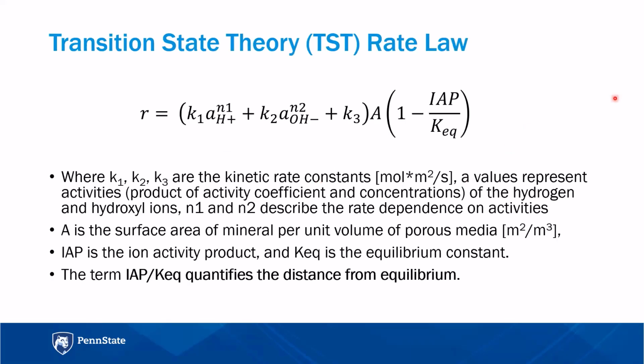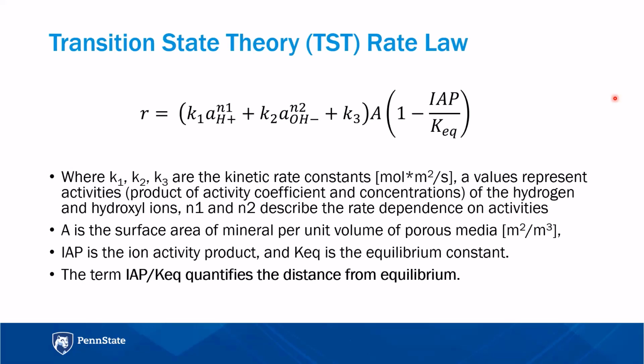We can quantify the rates of the reaction using the transition state theory, or TST rate law, which is written here in a simplified form. Each of the K values in this expression are kinetic rate constants. The A values represent the activities of the hydrogen and hydroxyl ions, and N1 and N2 describe the rate dependence on those activities. These values are all given in the BioRT database, which I'll discuss more in the next video.